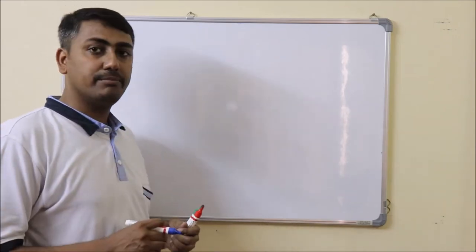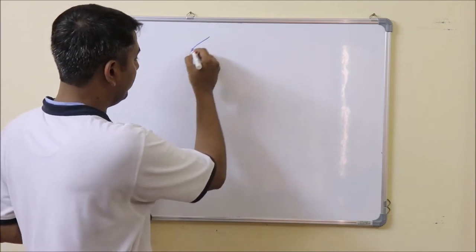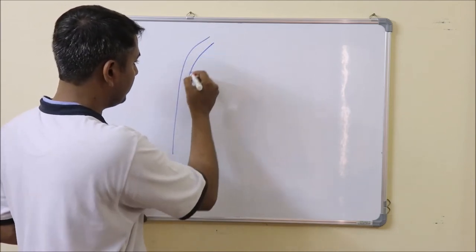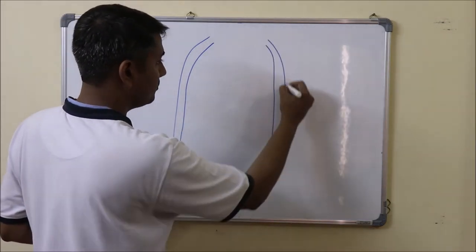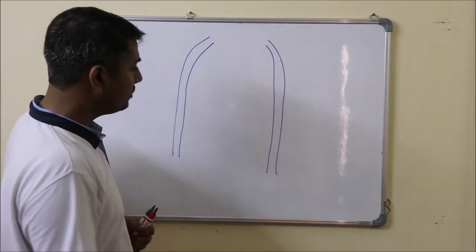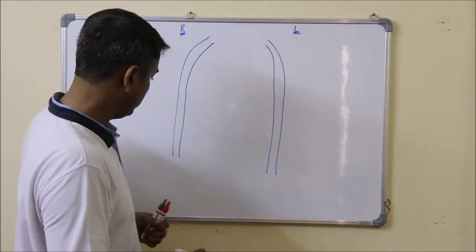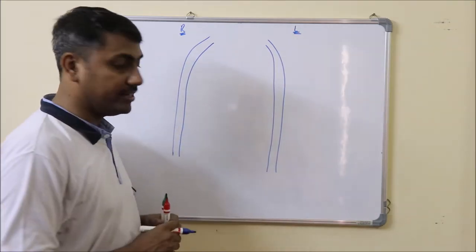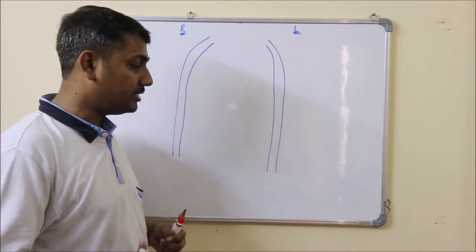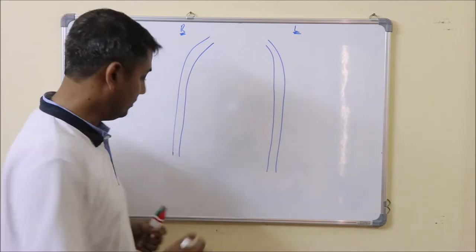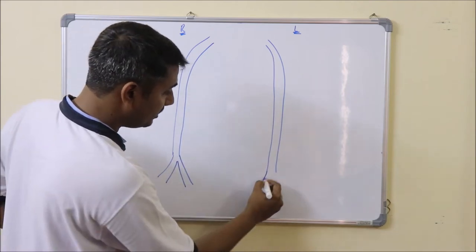As we have already seen in my previous video on formation of ductus venosus, there are two posterior cardinal veins, one on the right side and the other on the left side. Near the caudal ends of the posterior cardinal veins, they receive blood from the lower limb through the external iliac veins and from the pelvis through the internal iliac vein. So these are the two vessels which are coming from the lower limb and the pelvis.